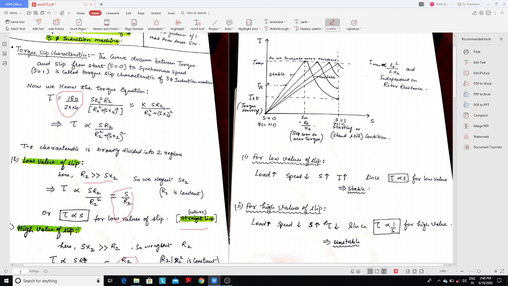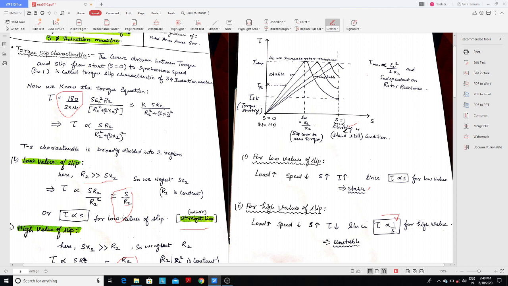While for higher values of slip, when the load is increased, speed is decreased. Since speed is decreased, the slip will increase and torque will decrease, since torque is inversely proportional to slip for higher values. So it is an unstable condition. You can see this hyperbolic region is unstable and this linear region is stable. In this graph, there are different terms. It ends at this point when S equal to 1, where the speed becomes 0.